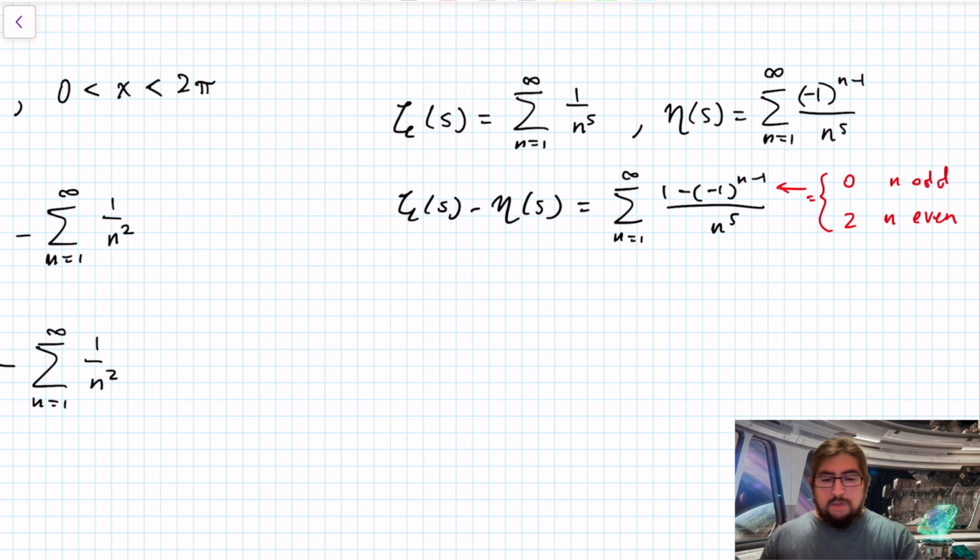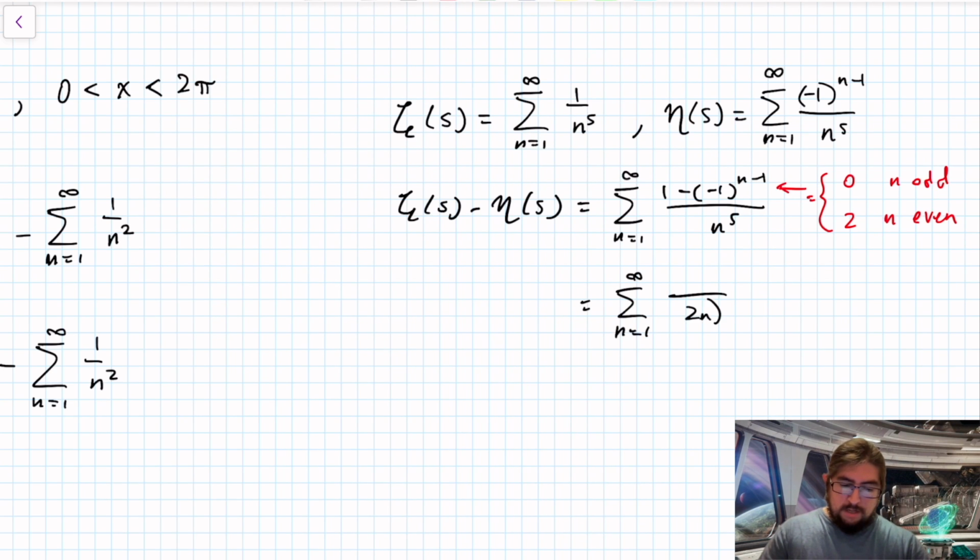So in fact, what we'll do is we'll kill the odd terms, because there's 0, of course, and to include the even terms only, we can replace n with 2n. And the top is 2 in that case. Looks a little ugly, but that's supposed to be an s power. There we go.